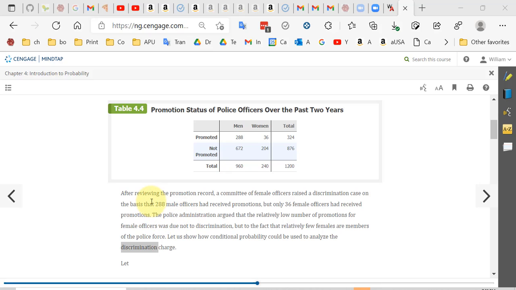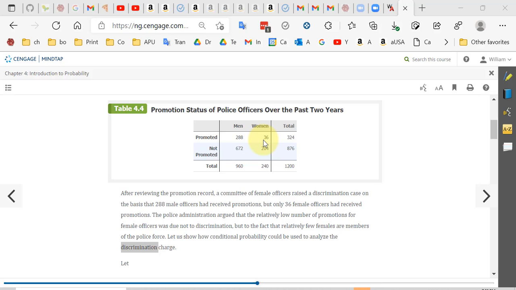So they say, after reviewing the promotion record, a committee of female officers raised a discrimination case on the basis that 288 male officers had received promotions. 288 males had received promotion, but only 36 females had received promotions.